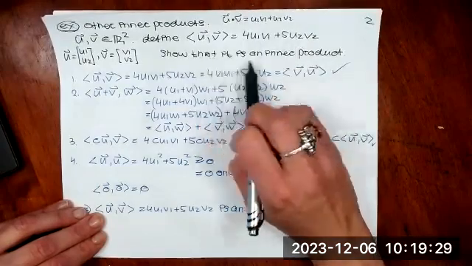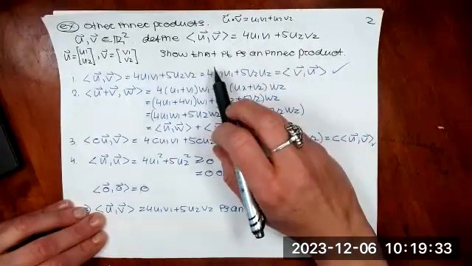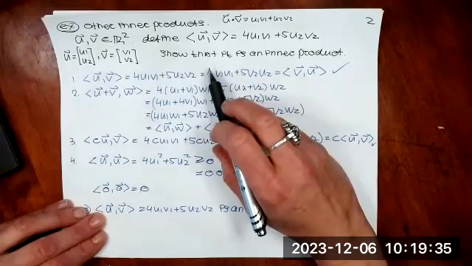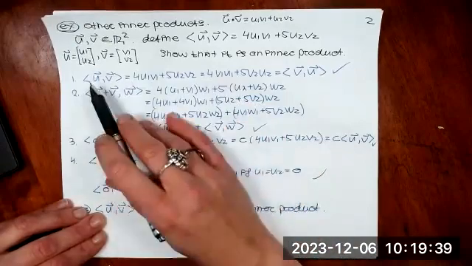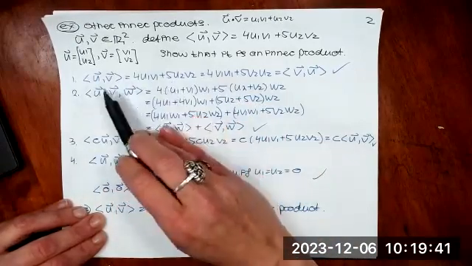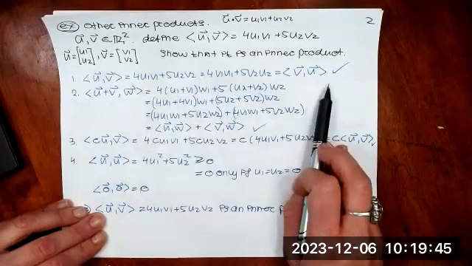If I want to do this, I need to make sure that it is actually an inner product. To show that something is an inner product, you have to show your 4 conditions. Is it commutative? Is U inner product with V equal to V inner product with U?